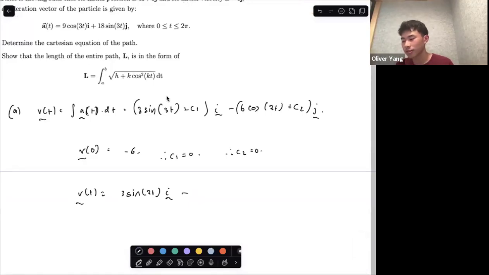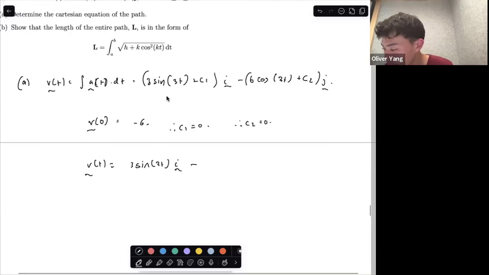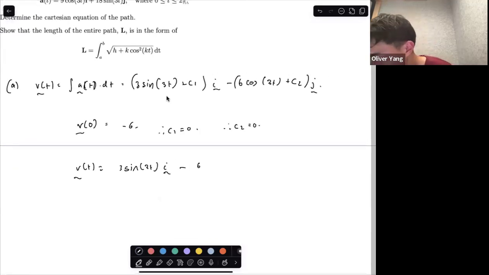No, don't put the plus c at the end, because this is a vector function, which means that for each component there should be a c value, right? Because there's an i component and a j component, which means we've got to put C1 and C2. Okay, anyway, so we get this.